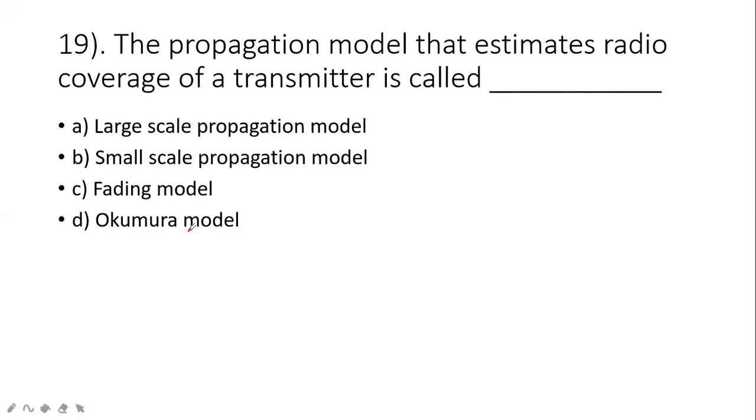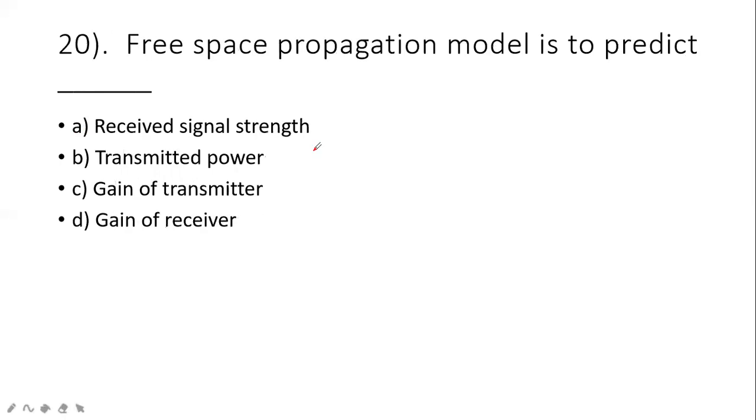Nineteenth question, the propagation model that estimates the radio coverage of a transmitter is called the large scale propagation model. So here the answer is A. Twentieth question, the free space propagation model is used to predict the received signal strength, Pr. The free space propagation model is used to derive this Pr, which is nothing but the received signal strength.